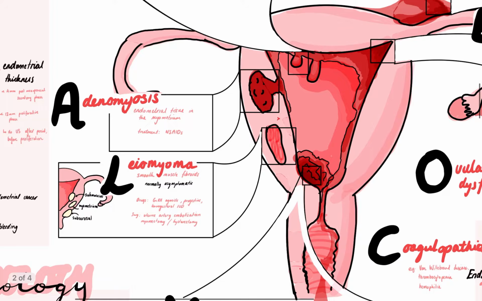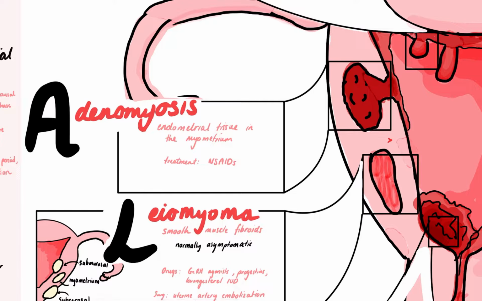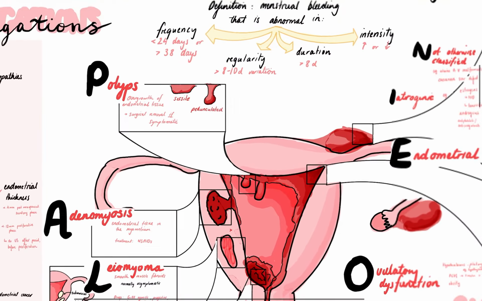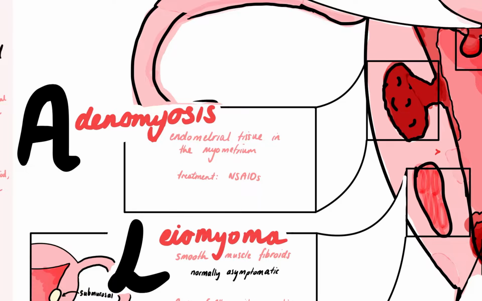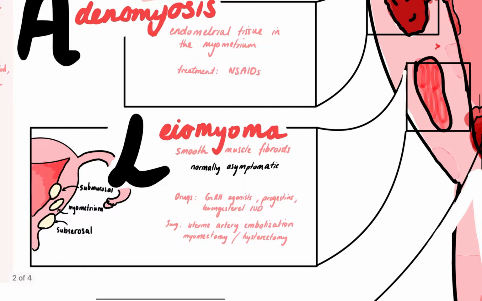So next is A for adenomyosis. Here we have endometrial tissue growing into the myometrium, and again, this can cause abnormal uterine bleeding and is treated using non-steroidal anti-inflammatory drugs. Then we have L, which is for leiomyoma. This is where the smooth muscle cells present within the myometrium abnormally proliferate and cause what we call fibroids. So if you hear fibroids, someone's probably referring to a leiomyoma.